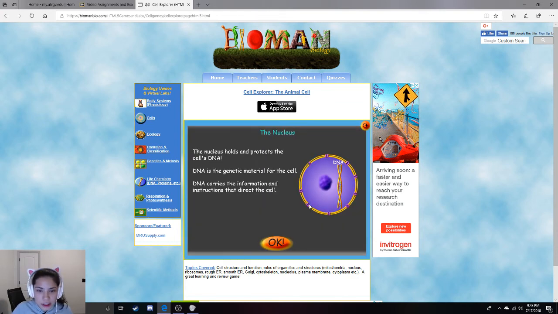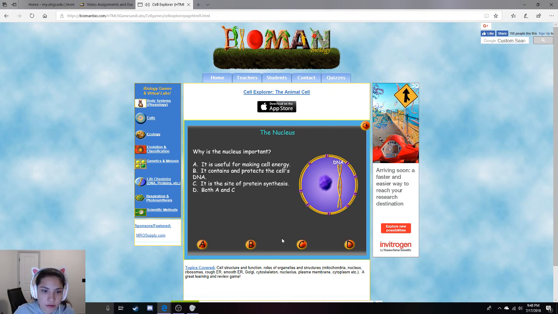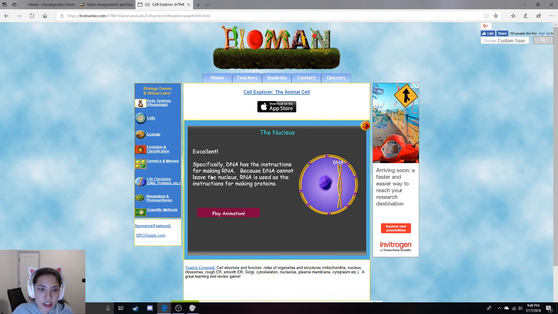Nucleus. The nucleus holds and protects the cell's DNA. DNA is the genetic material of the cell. DNA carries the information and instructions that direct the cell. Why is the nucleus important? It is useful for making cell energy, it contains and protects the cell's DNA, it is the site of protein synthesis, or both A and C. Specifically, DNA has the instructions for making RNA. Because DNA cannot leave the nucleus, RNA is used as the instructions for making proteins.